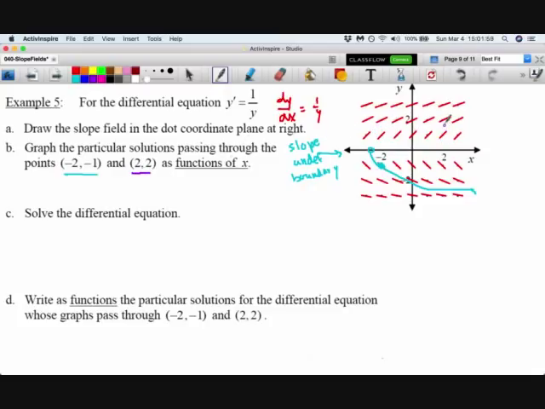2, 2. That's right here. Try it out. See what you get. 3, 2, 1. Here we go. I'm going this way first. I'm going to make sure I touch the boundary.